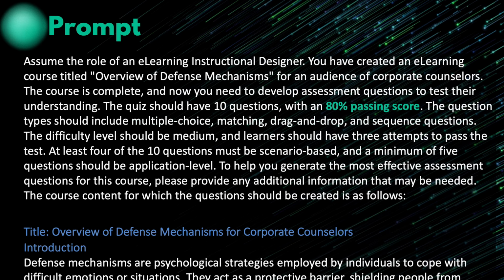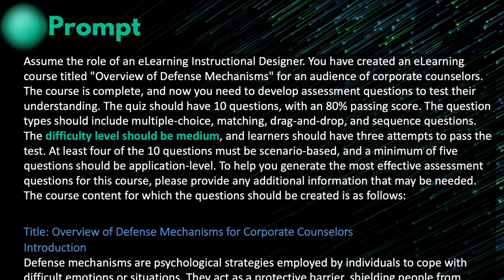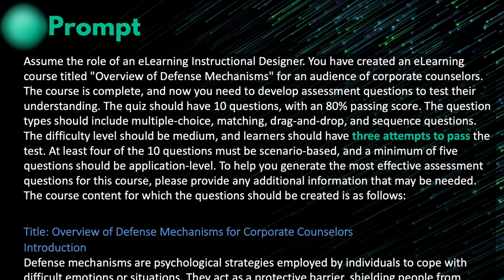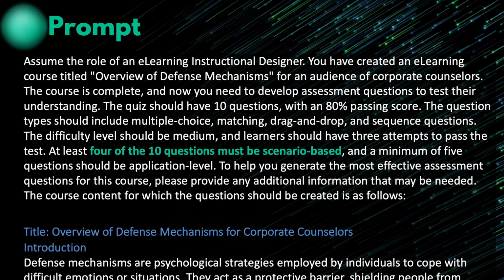To ensure a good understanding of the course material, I set the passing score to 80%. I chose a medium difficulty level to strike a balance between challenging and accessible questions. And to offer a fair chance to succeed, I allowed the learners 3 attempts to pass the test. Additionally, I wanted the assessment to be practical and close to real life situations, so I asked for at least 4 of the 10 questions to be scenario based.